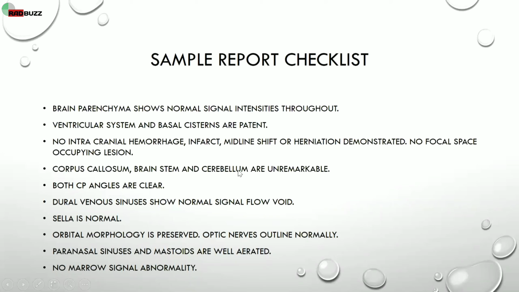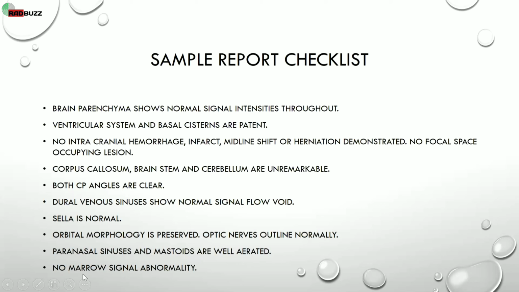Diencephalon. Brainstem, cerebellum. Then CP angles. CP angles are where the pons and cerebellum meet, the seventh, eighth nerve complex area. Dural venous sinuses, very very important. If it's MR, it will be signal flow void. If CT, you can simply write they're patent. Sella, that is the pituitary gland. Orbital morphology, optic nerves. In the last case I showed you, you have to look into the orbits. Paranasal sinuses and mastoids, which I haven't covered yet. I will repeat them. Paranasal sinuses and mastoids should be looked for.